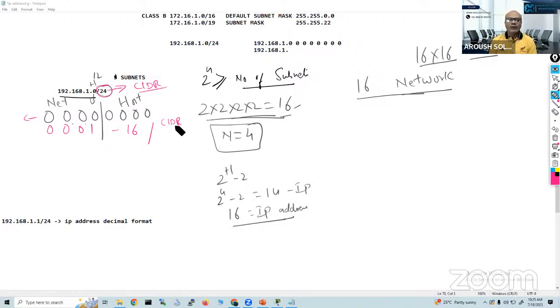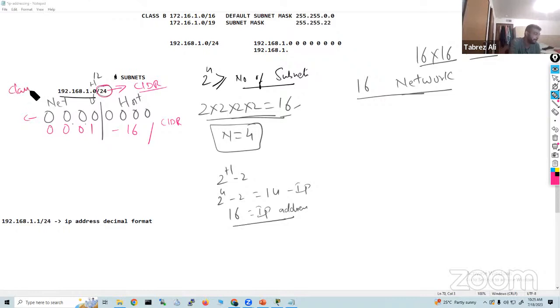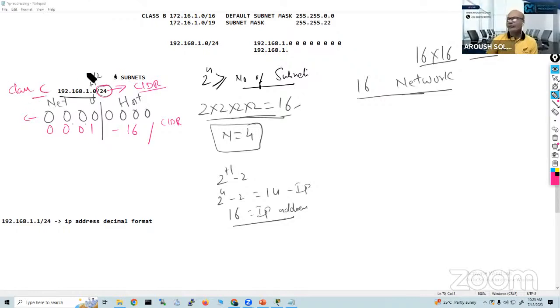I want to know what could be my CIDR. It is a default, right? 24 is the default for class C. This is the class C. The default is 24. Now, the first value is this. Change that. This is my first network.